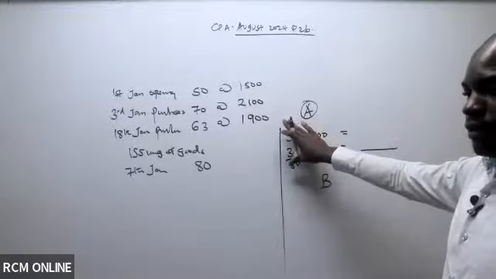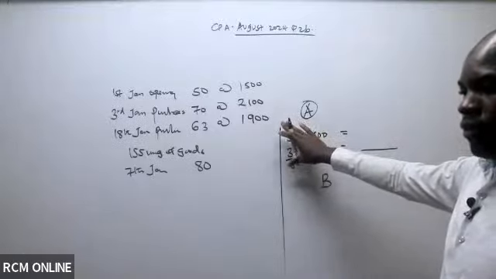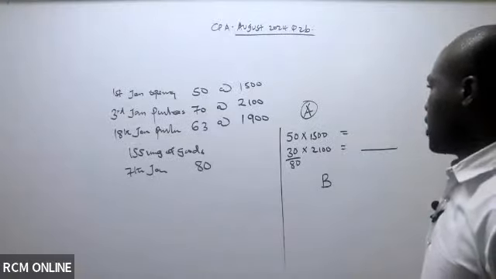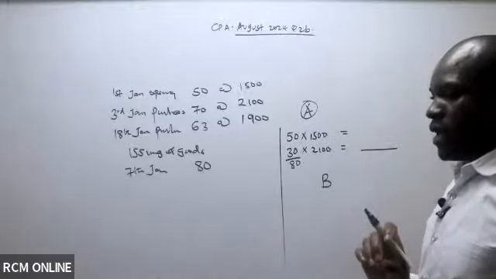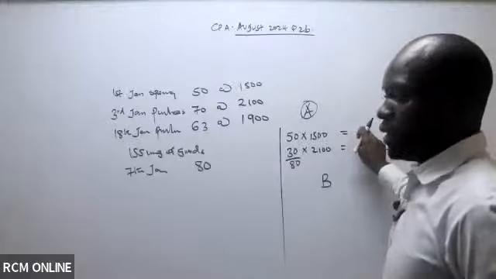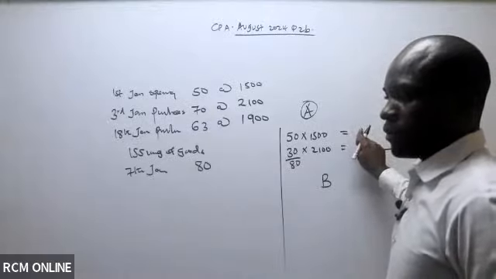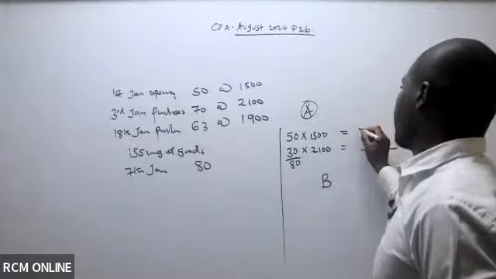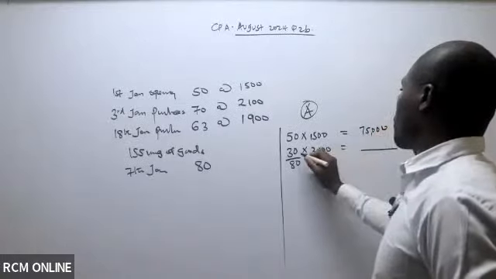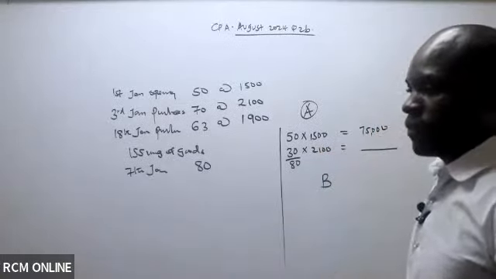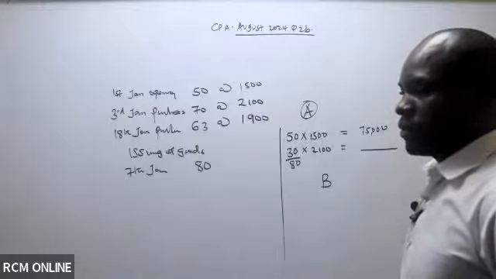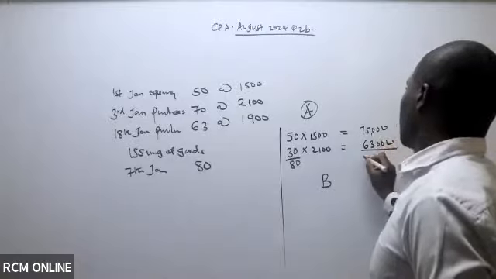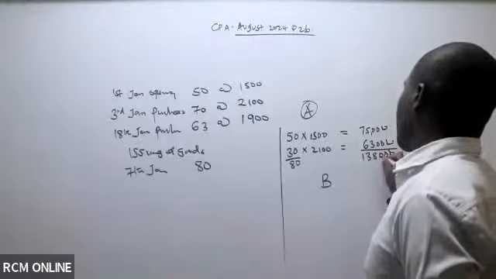Another person, individual B, will come in and say, I'm not going to do that. I want you to give me the answers so that we compare the differences. So 50 by 1,500, what are you getting? Make good use of your calculator, please. 75,000. How about 30 by 2,100? 63,000. So that will give us 138,000. That is individual A.